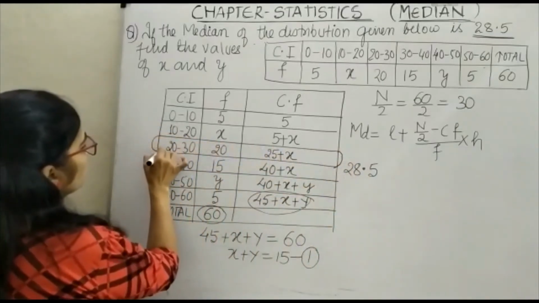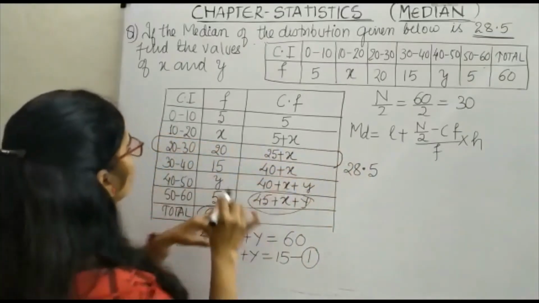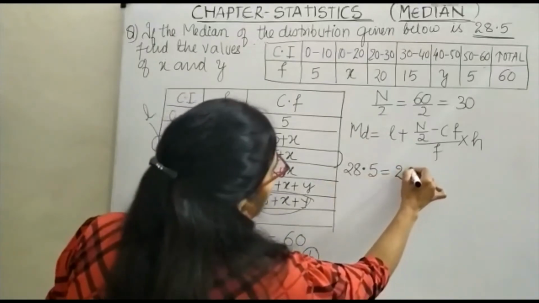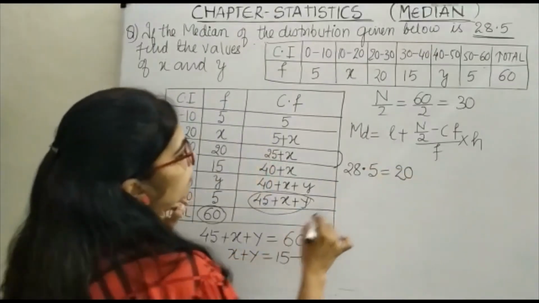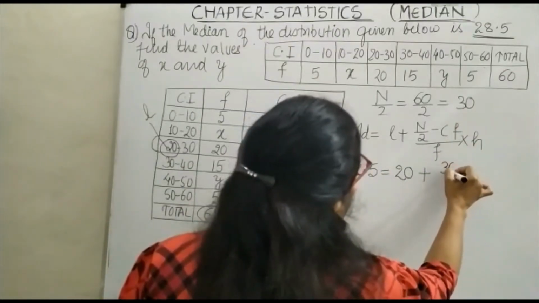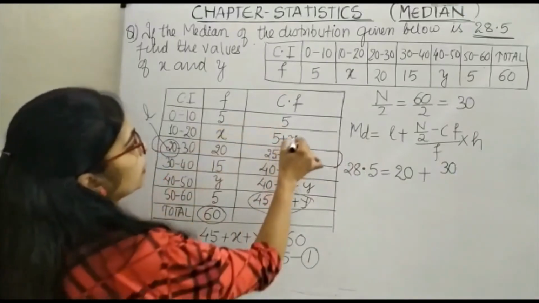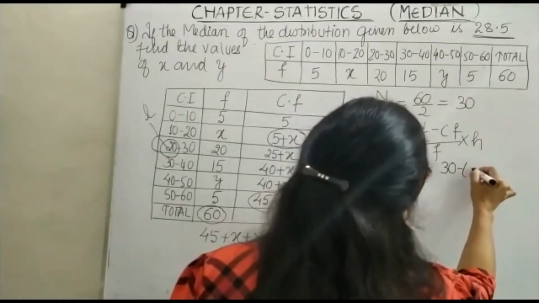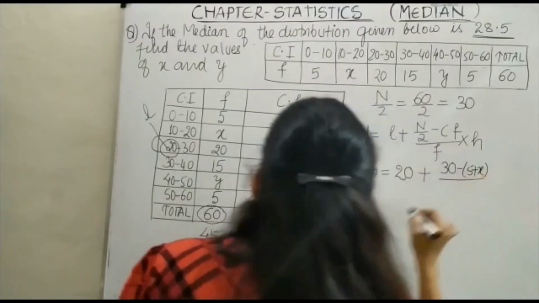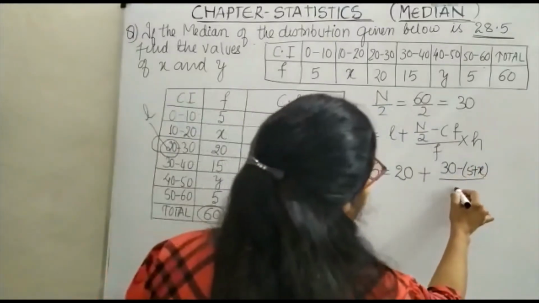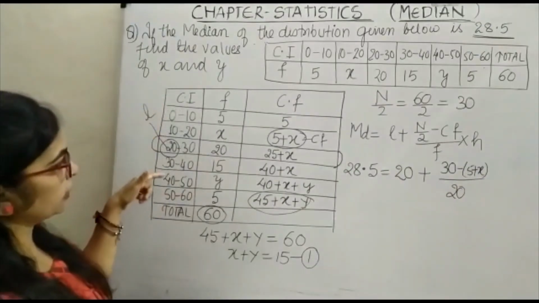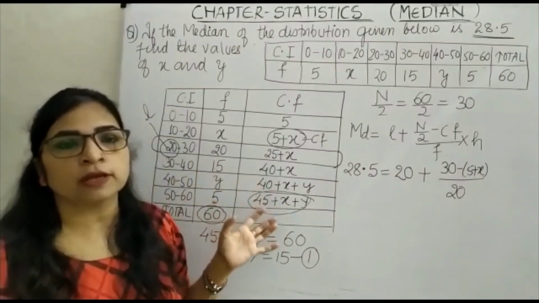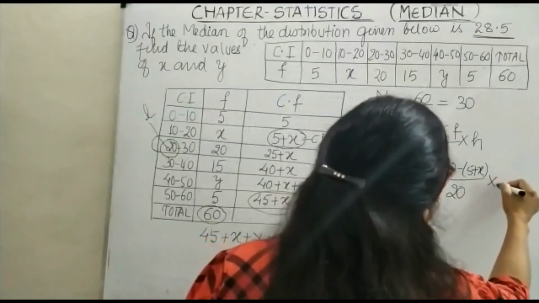In 20 to 30, 28.5 lies, so the lower limit will be 20. Then plus n upon 2, which we have already worked out, that is 30, minus cf, that is the cumulative frequency of the previous class, that is 5 plus x, upon the frequency of the median class, 20. The class interval is 10, and this is continuous. You know that if the class interval is not continuous, you have to make it continuous for the calculation of median. Now this is into 10.